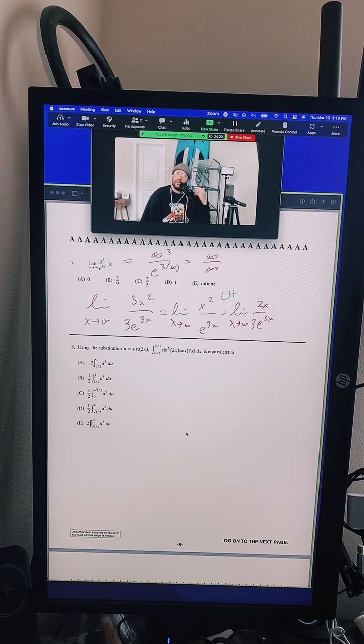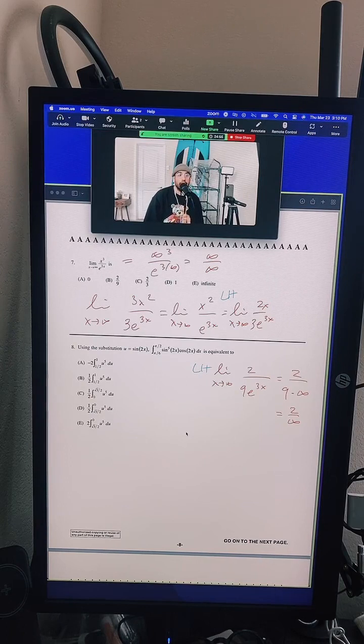Oh no, looks like we have another infinity over infinity. So we're going to implement L'Hopital's rule again. And now we have the limit as x approaches infinity of 2 over 9e to the 3x. Awesome. And now when we substitute, or direct plug in, infinity into the x value, we're going to get 2 over 9 times infinity, which is just 2 over infinity.